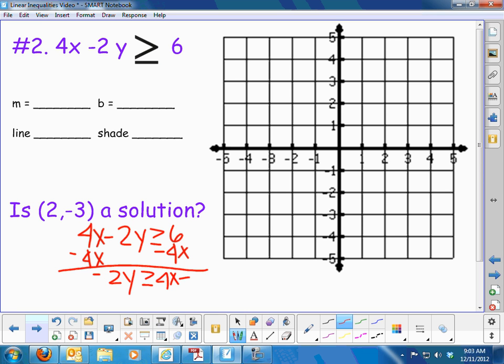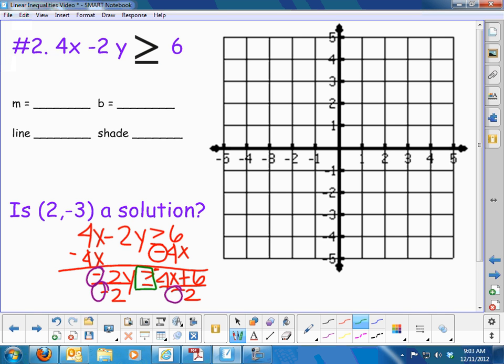I'm going to always write my x term first. My negative 4x. Negative 4x plus 6. Now I need to divide each side by negative 2 to get y alone. Well, what did I just do? I just divided by a negative. Do you remember what happens when we divide by a negative when we're using inequalities? We have to flip, exactly. We have to flip that inequality symbol.